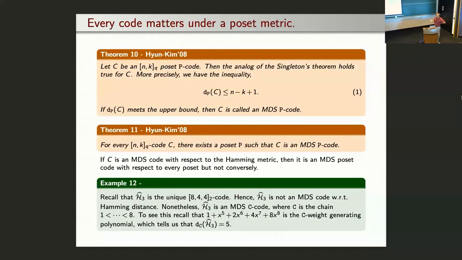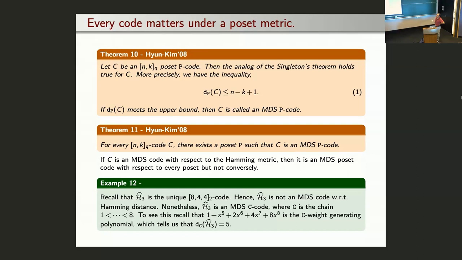In 2008, Nguyen and Kim discovered that there is an analog of Singleton's theorem, and they observed this inequality. This is Singleton's theorem for Poset metrics. If you look at the minimum distance with respect to a Poset P, then it satisfies a similar inequality. And if this inequality is an equality, then we call it an MDS P code.